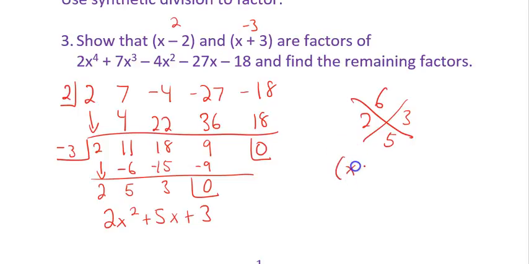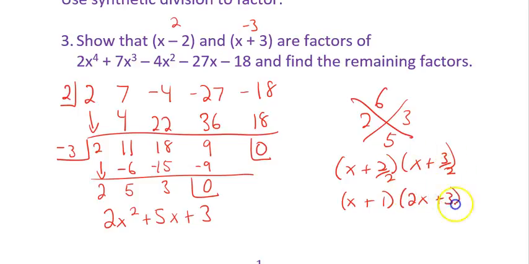So that will be x plus 2 and x plus 3. But because I had the 2 in front of my x squared, I need to divide by 2. Here we will reduce to x plus 1. And here, since it didn't go in, I'm going to swing it to the front and have 2x plus 3.